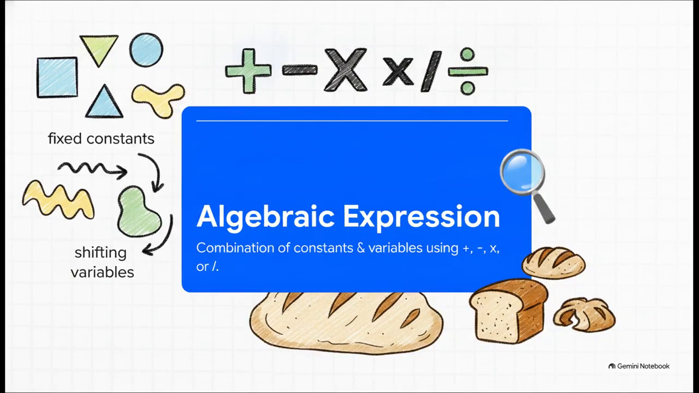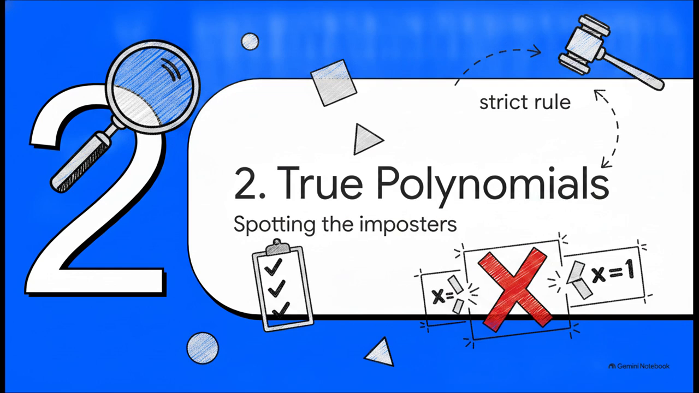Now, when we take those raw ingredients, our constants and variables, and mix them all together using basic operations like x minus 4 or x times y, we create what's called an algebraic expression. It's essentially the raw dough of math. But as you know, not all dough turns into a perfect loaf of bread. In the same way, not all expressions actually get to be called polynomials. Moving right along to Section 2, identifying true polynomials.